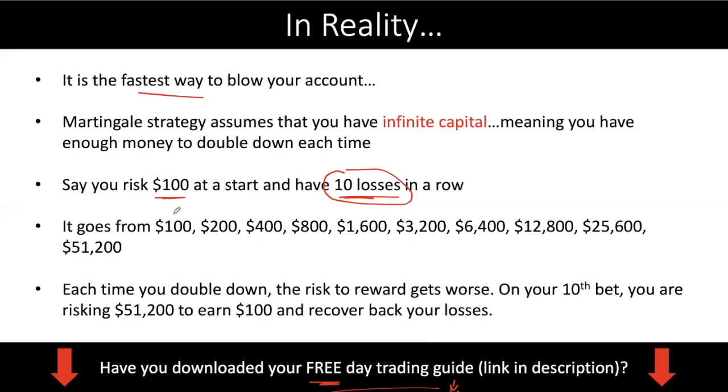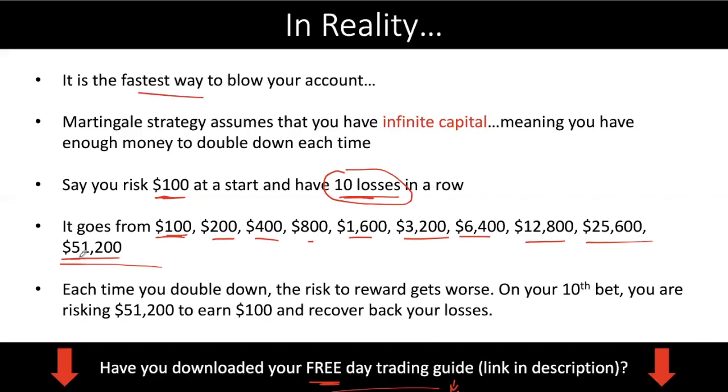So back to this example, let's say you start with $100 and you risk $100. Let's say you are wrong. You bet $200. Let's say you're wrong, you bet $400. You're wrong, $800, $1,600, $3,200, $6,400, $12,800, $25,600, $51,200. So you can see that your losses really compound very fast. Starting from a bet of just $100, if you do 10 trades, on your last trade you need to bet $51,200 just to recoup your $100 of losses. So it just doesn't make sense.